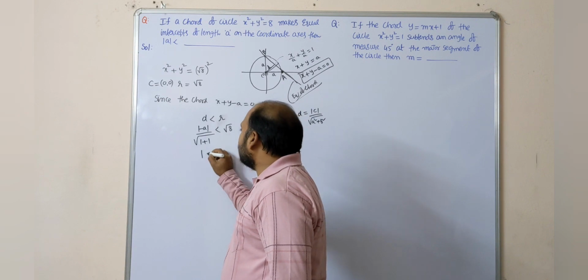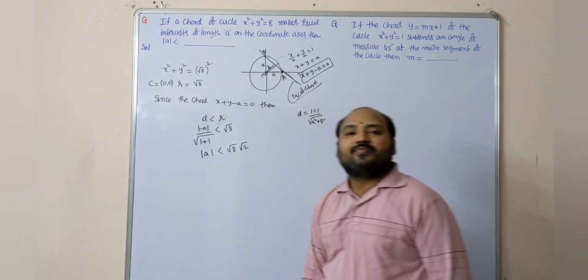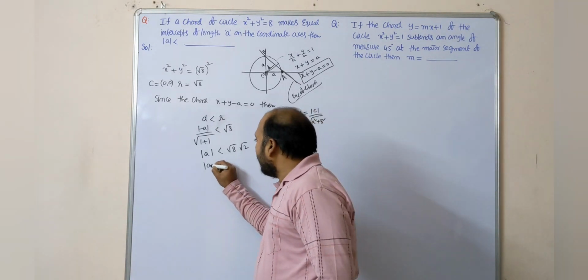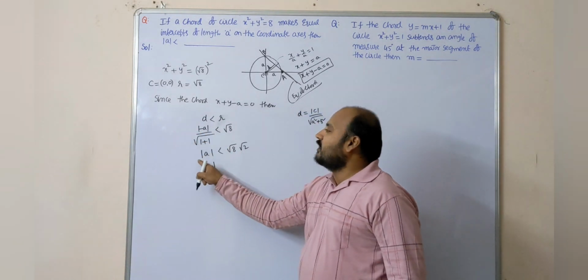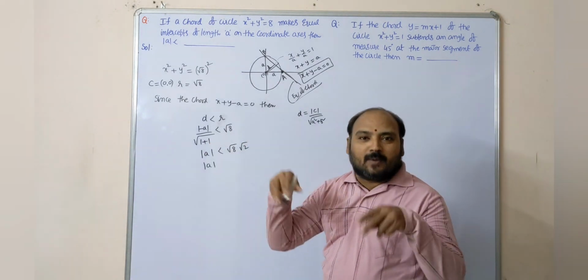So mod minus A is A only, is less than root 8 into root 2. That is equal to mod A. Sir, why is minus A there here? Here you wrote plus A. Length is always considered. Mod means it will become positive.